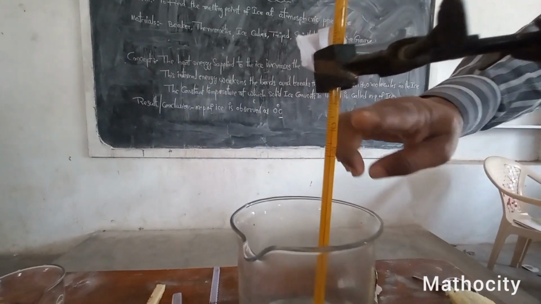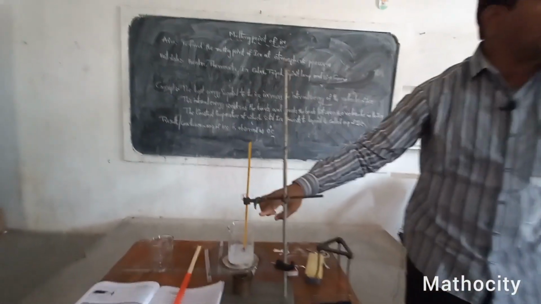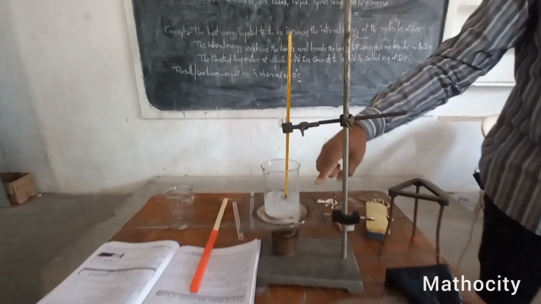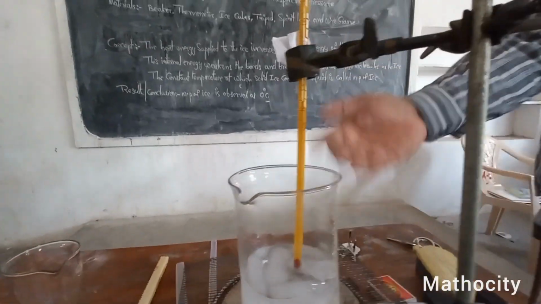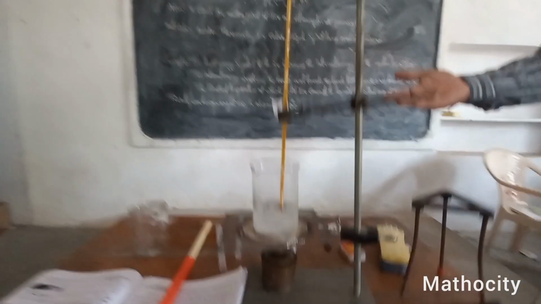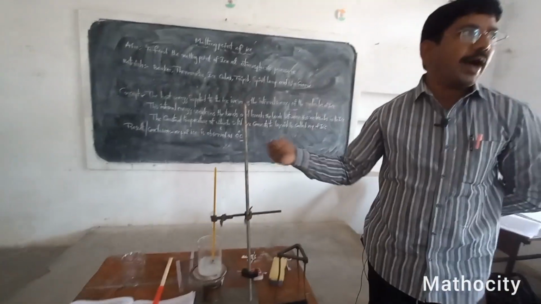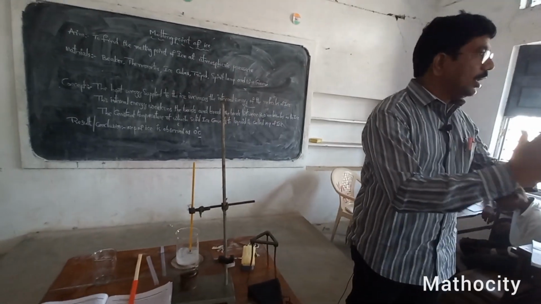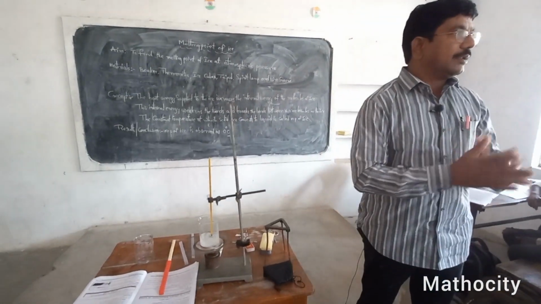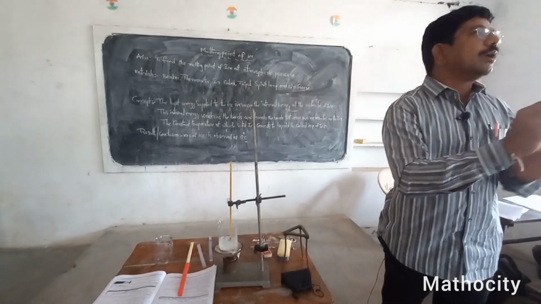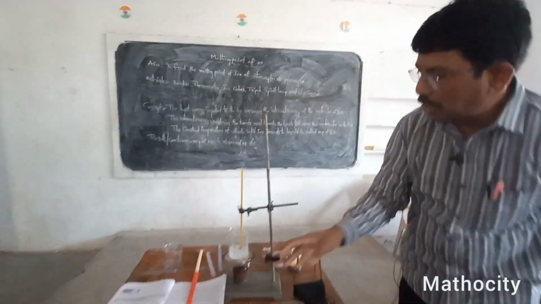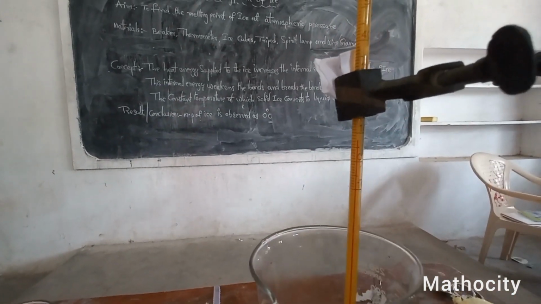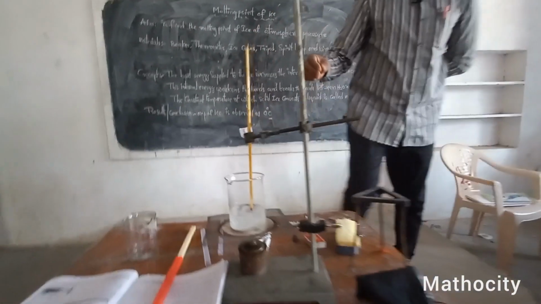Observe this. The temperature now is 0 degrees. What is happening at 0 degrees? The solid ice is converted to liquid form at constant temperature. How long do you go on heating? Until the entire ice melts to liquid, that is, it converts to water. The temperature remains constant at 0 degrees centigrade only. There is no rise in the temperature. Are you clear?